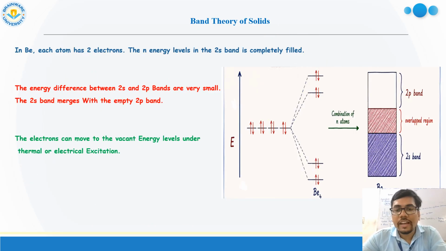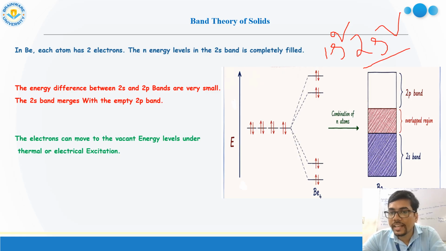Now, if I am talking about beryllium, what is the electronic configuration? Electronic configuration is 1s2 2s2. So 2s is basically the valence shell, and the valence shell contains 2 electrons. So if I am talking about beryllium 4, that means 4 beryllium atoms will combine to form 2 BMO and 2 ABMO, or anti-bonding molecular orbitals.